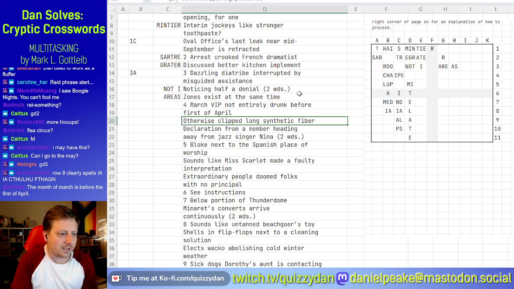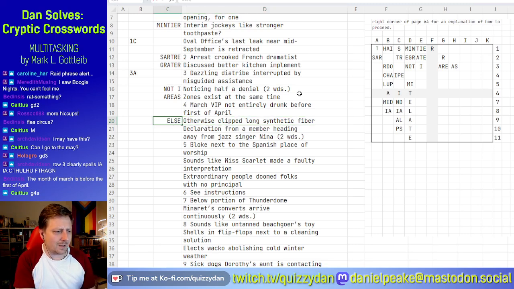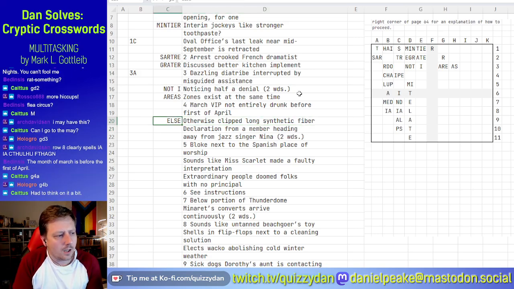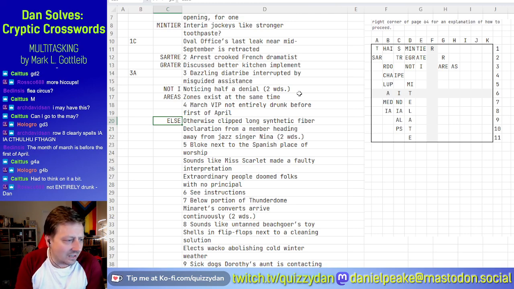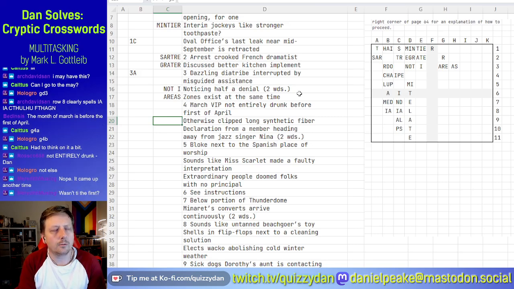Otherwise clipped long synthetic fibre. I'm assuming else, but what's the fibre? Is it like velvet or something? It's not quite velvet, but take off the first and last letter of a fibre and we get else. Otherwise, synthetic fibre, rayon, nylon. It was that weird fibre from a couple of weeks ago, isn't it? That I'm not going to remember the name of.